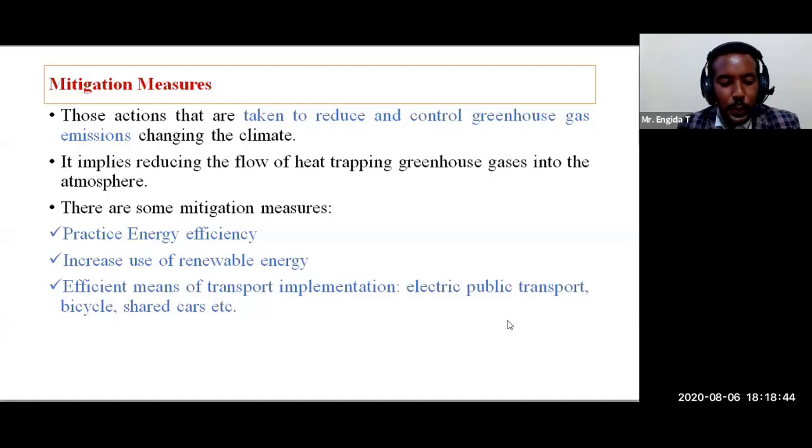How can we discourage auto transport? How can we encourage mass transport like buses, like railway? So on and so forth is a very important question. We have to encourage green transport, like cycling, like walking, to reduce emissions from the transport sector.